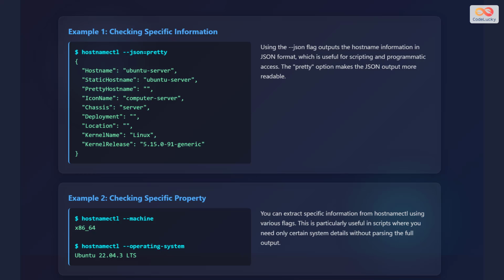Second, to check a specific property, you can extract specific information from hostnamectl using various flags. For example, hostnamectl --machine displays the machine architecture, such as x86_64, and hostnamectl --operating-system shows the operating system, such as Ubuntu 22.04.3 LTS. This is particularly useful in scripts where you need only certain system details without parsing the full output.